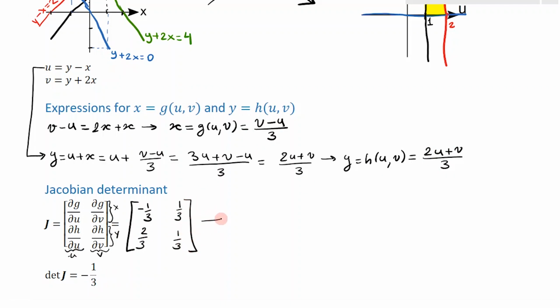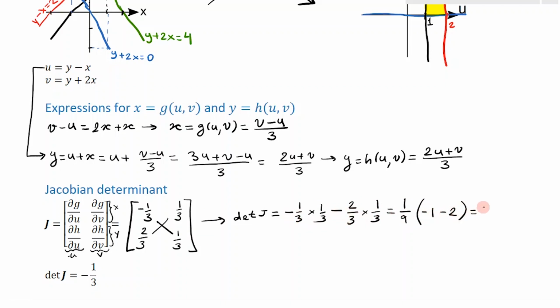To get the determinant, we do negative 1 over 3 times 1 over 3 minus 2 over 3 times 1 over 3. This is equal to, let's factor out 1 over 9, then we're left with minus 1 minus 2. Then we have negative 3 over 9, which is negative 1 over 3.